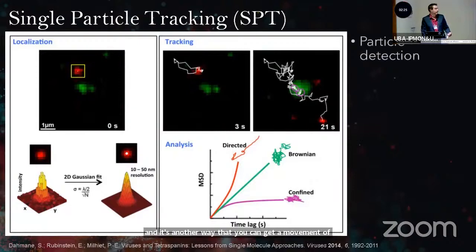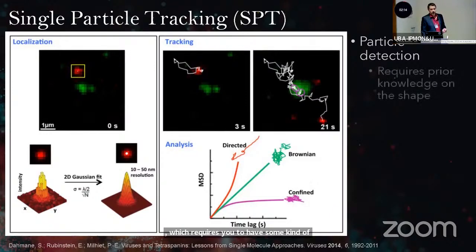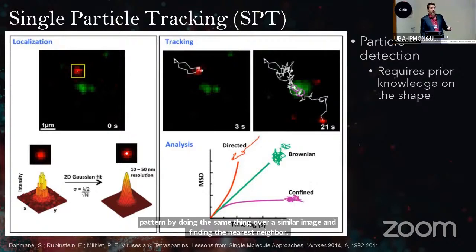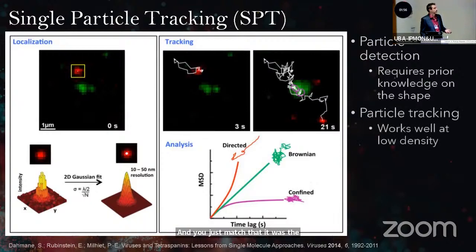The challenges, in my opinion, about using single particle tracking is that it relies on the step of localization, which requires you to have some kind of assumption of what your molecule looks like, at least in terms of a Gaussian function that you fit, and then you find the molecule. You say this is a molecule, and then you trace that pattern by doing the same thing over a similar image and finding the nearest neighbor. And you just match that it was the closest, but it has some problems in terms of the tracking because it only works well at low density.